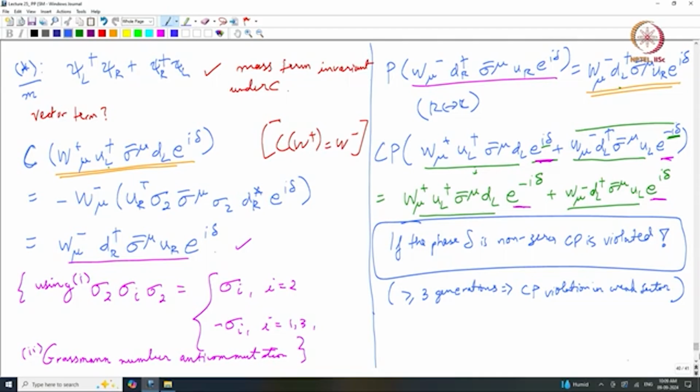The converse here is that trivially, if delta is 0, what happens? If delta is 0, these two terms are equal, right? E power i0 is 1. So clearly those two terms are equal and CP is not violated.